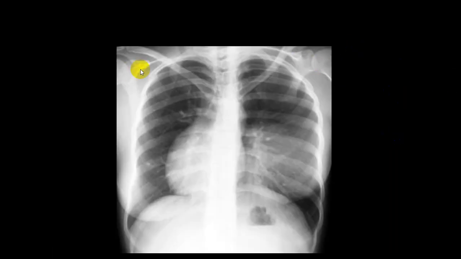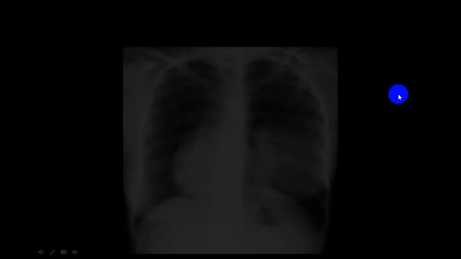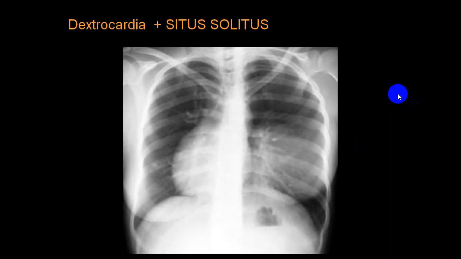Now here, see, left and right are not mentioned. If you look properly, this is the apex of the heart. This has to be on the left side, and the gastric bubble should be on the left side. Instead of that, it is here. So if the gastric bubble is on the left side and the heart is on the right side, this is dextrocardia with normal situs, which we call situs solitus. Now what mistake can be made? Say I am putting a marker. So this is dextrocardia with situs solitus.